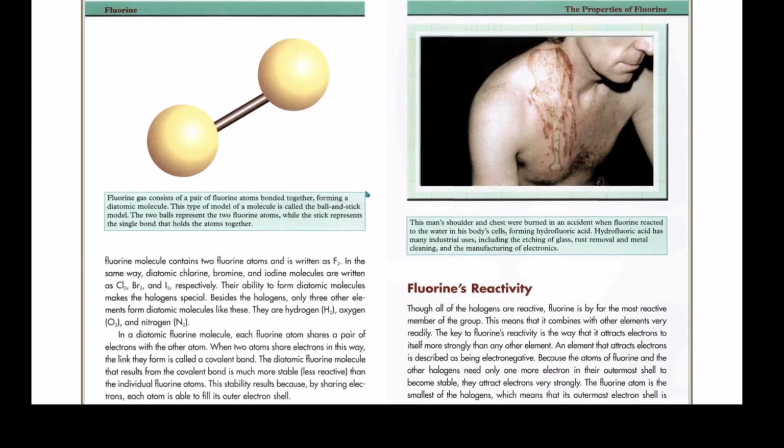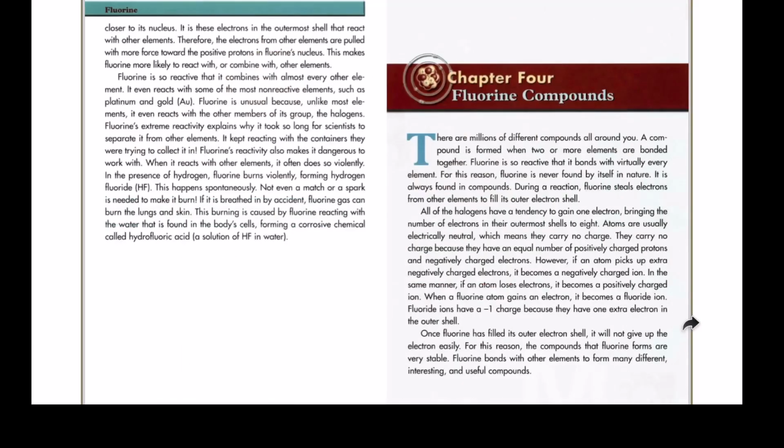The fluorine atom is the smallest of the halogens, which means that its electron shell is closer to its nucleus. It is the electrons in the outermost shell that react with other elements. Therefore, the electrons from other elements are pulled with more force toward the positive protons in the fluorine's nucleus. This makes fluorine more likely to react with or combine with other elements.